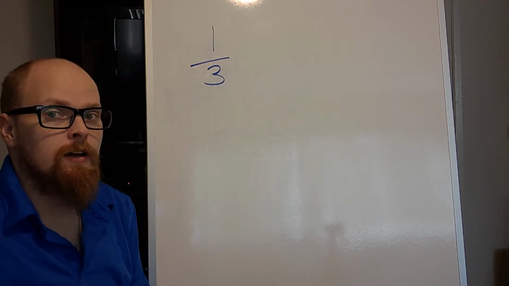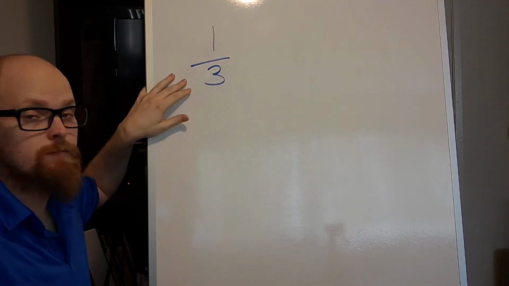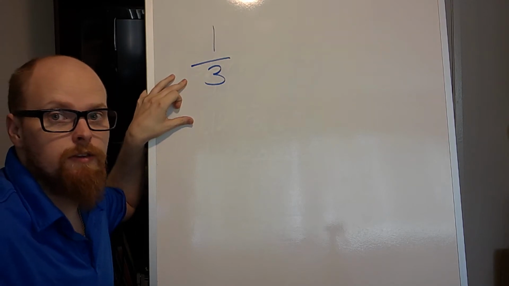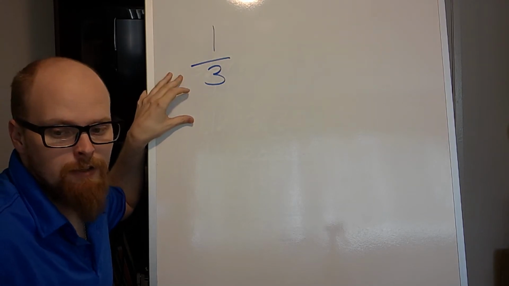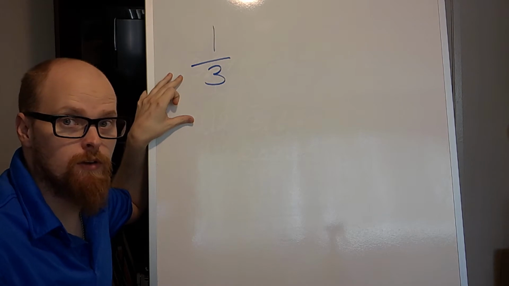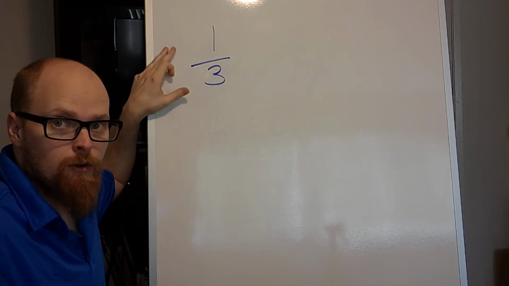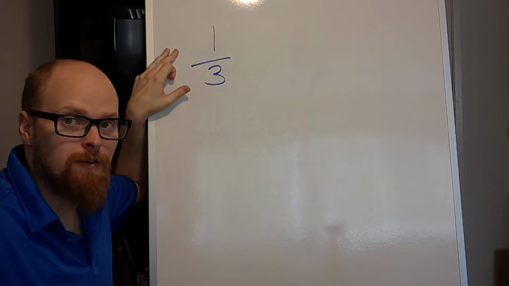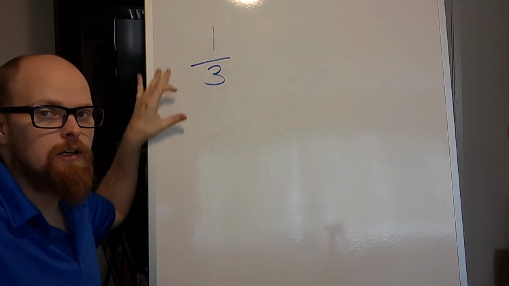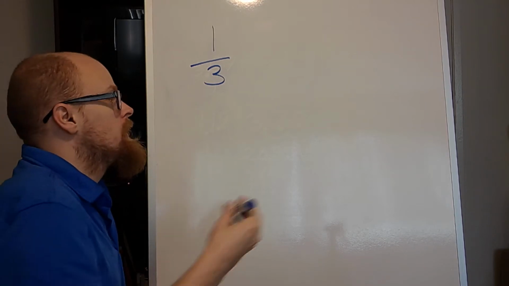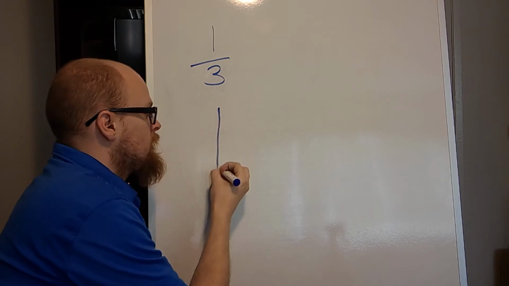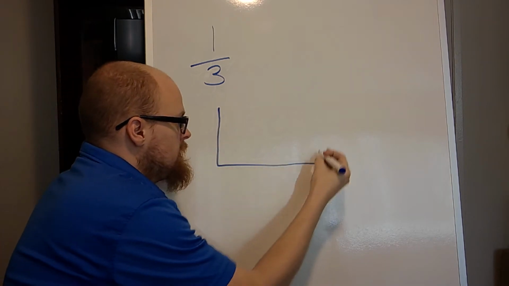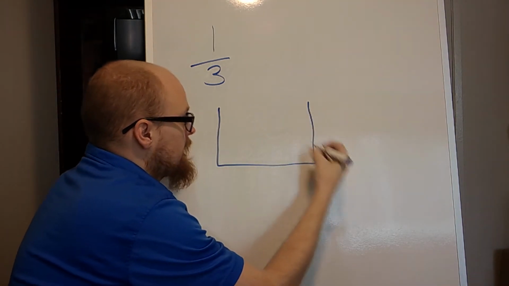My bottom number, my denominator, is the number of pieces I need to make a whole number. My top number, my numerator, is the number of pieces I actually have. So in a picture, the way 1 over 3 would look is something like this.